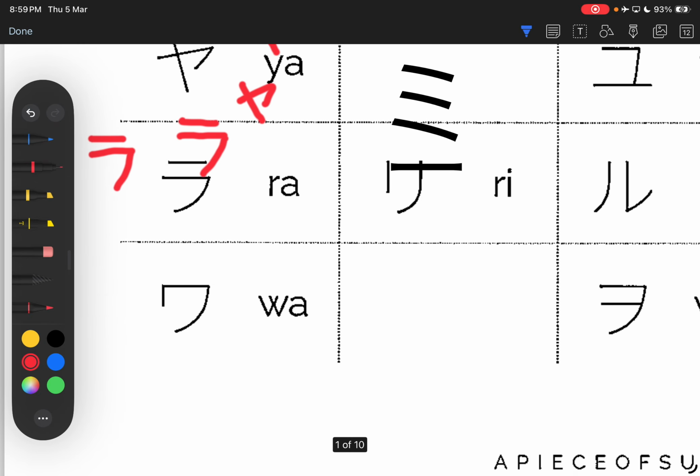Okay, next we have ri. This one I showed you just now already. Just two vertical lines, but the second one has a bit of curvature at the bottom.